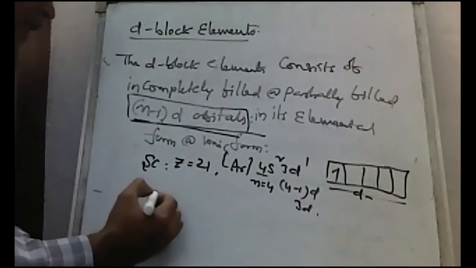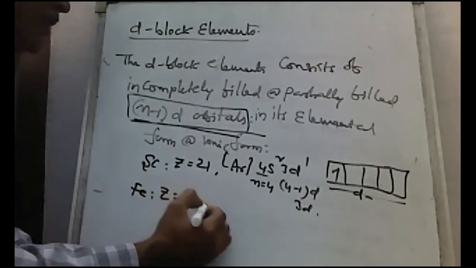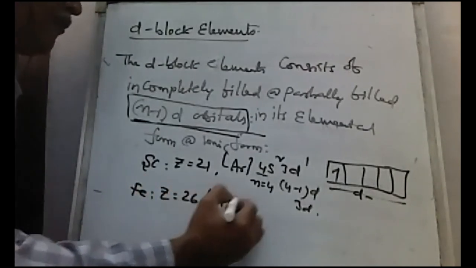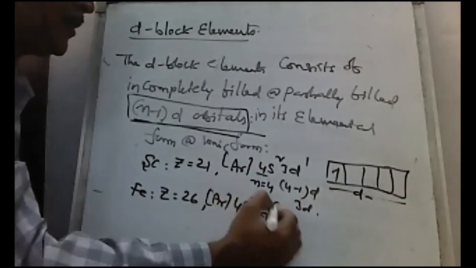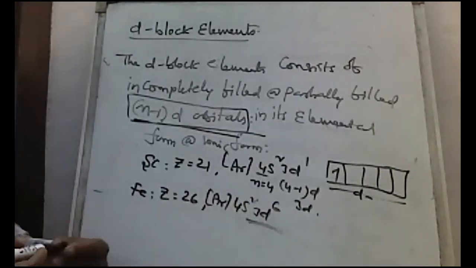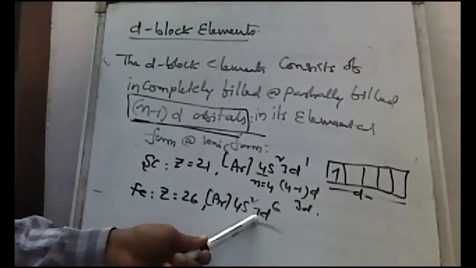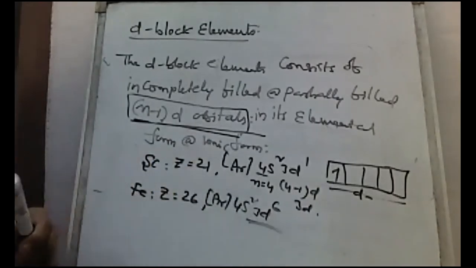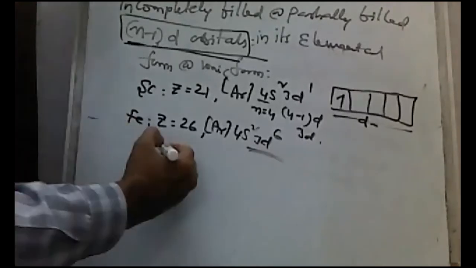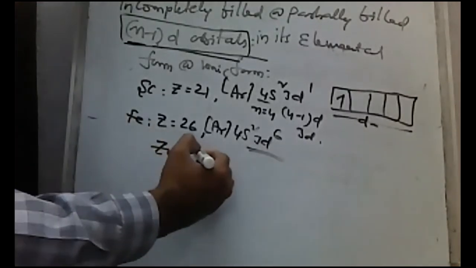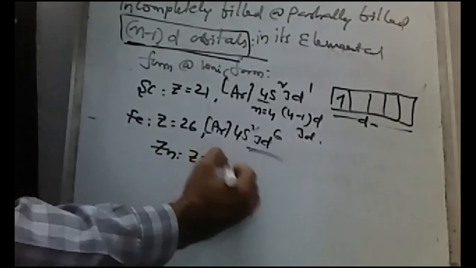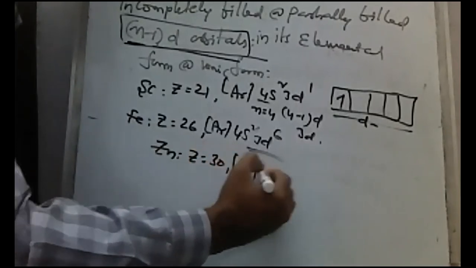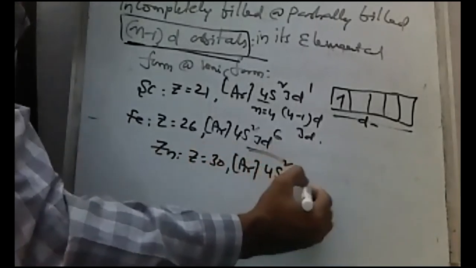Similarly, if you take iron, the atomic number is 26, argon 4s2 3d6. Here also it has an incompletely filled n minus 1 d orbital. That's why iron is a transition element. If you take zinc, its atomic number is 30, and here it is argon 4s2 3d10.